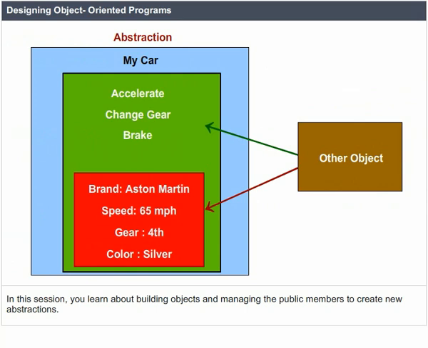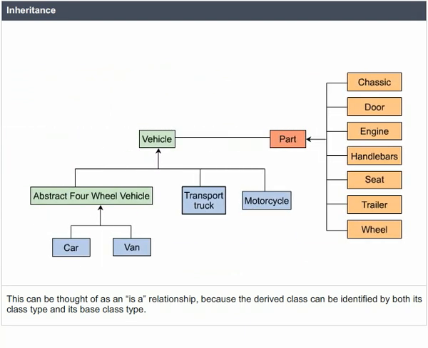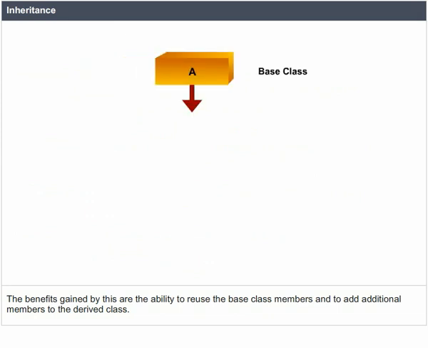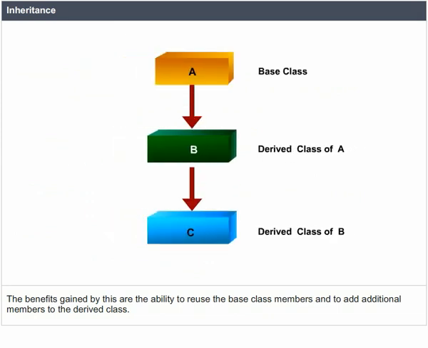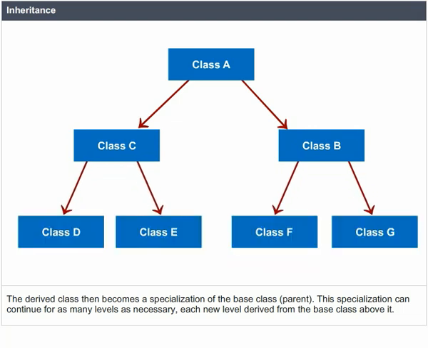Inheritance. Inheritance is an object-oriented principle relating to how one class, a derived class, can share the characteristics and behavior from another class, a base class. This can be thought of as an is-a relationship because the derived class can be identified by both its class type and its base class type. The benefits gained by this are the ability to reuse the base class members and to add additional members to the derived class. The derived class then becomes a specialization of the base class, parent. This specialization can continue for as many levels as necessary, each new level derived from the base class above it.